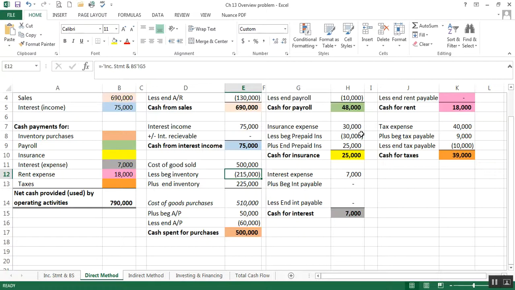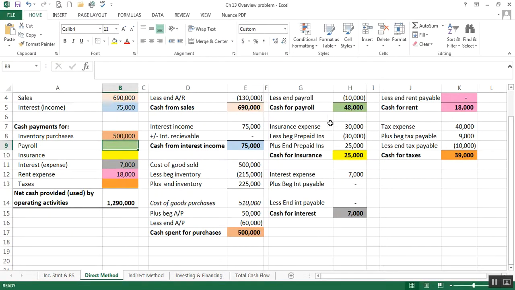So that was already accounted for. We didn't spend cash on that. We didn't purchase anything related to that. We already had that inventory, so we're going to reduce our expense to a cash basis. And then at the end of the year, we had $225,000, so we can assume we made that during the year, so we're going to add that back. Okay? That gives us our cost of goods purchased, and then we're going to add our beginning and subtract our ending. So that gives us $500,000 that we spent for purchases.